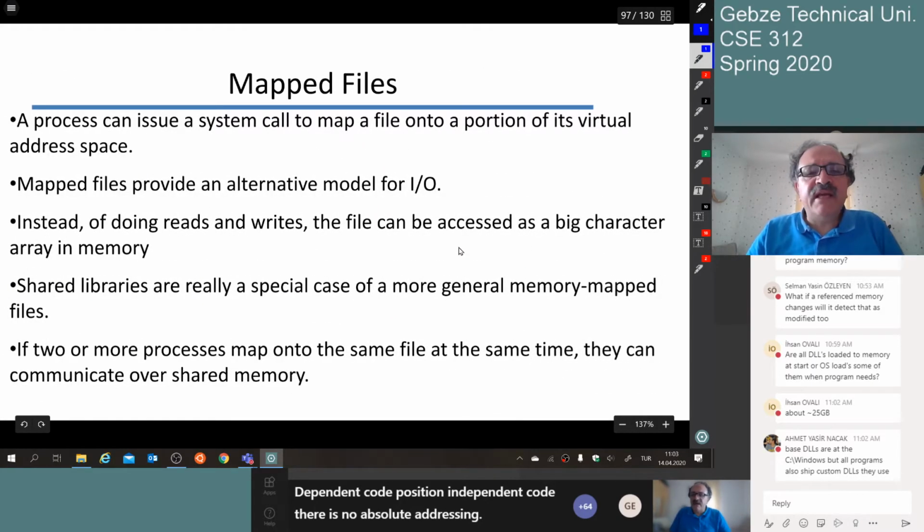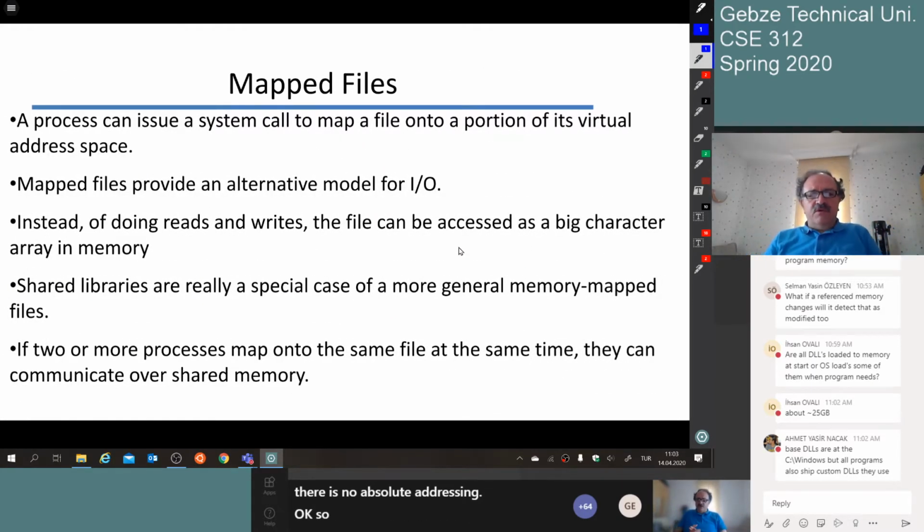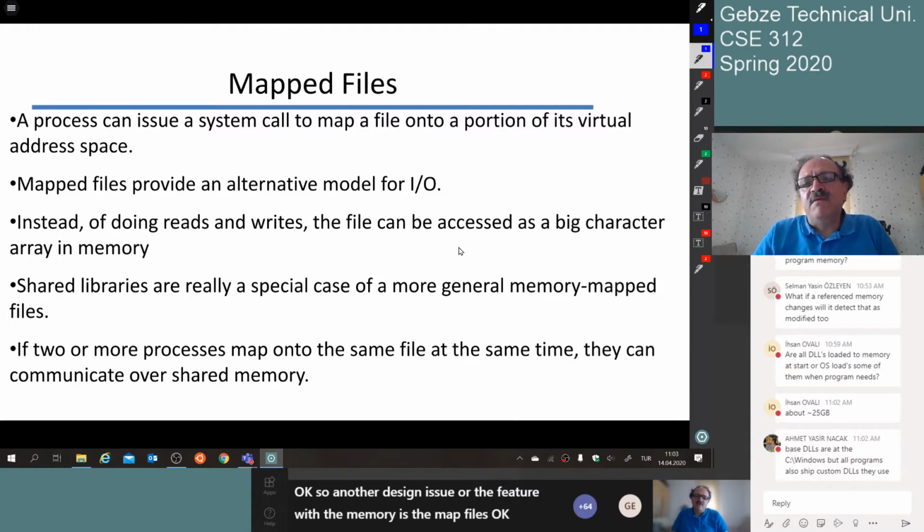Okay, so another design issue or feature with the memory is the mapped files. Files, as you know, live on the disk, on our secondary storage. Most of it is a disk or some kind of solid state drive, but they are not in our main memory. There is a system call in Linux or Unix variations. It's called memory map. You could map a file to your memory.